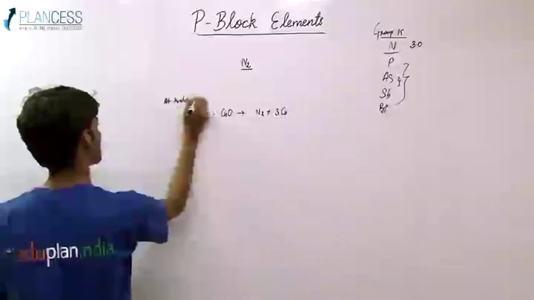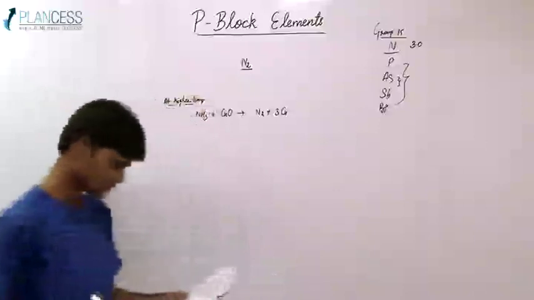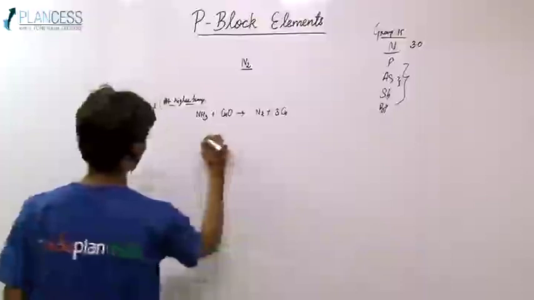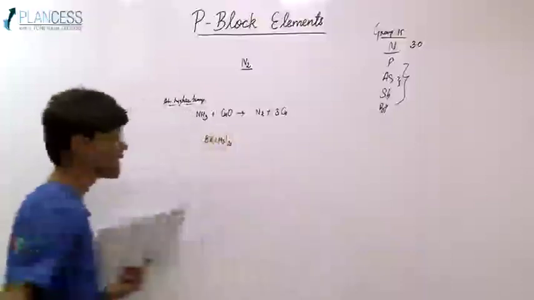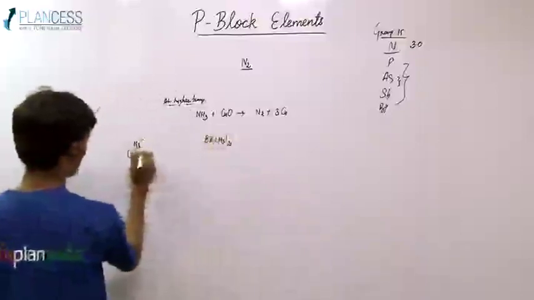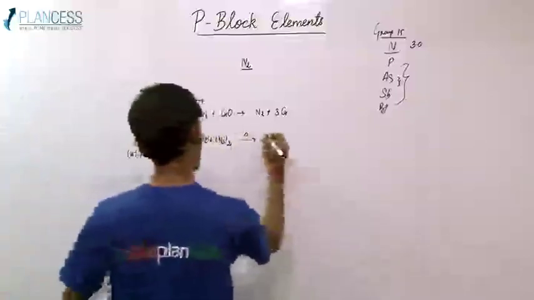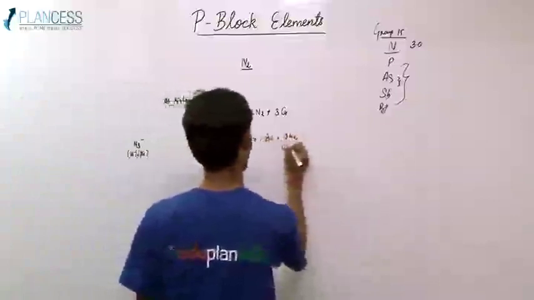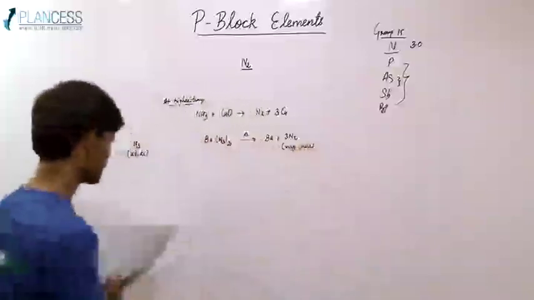This is again the preparation of nitrogen. We are talking about the preparation of nitrogen. However, if you want to produce very pure nitrogen, use barium azide, that is Ba(N3)2. Azide is N3 minus, the N3 minus ion is known as azide ion. So Ba(N3)2, when heated, produces very pure nitrogen, that is barium plus 3N2.